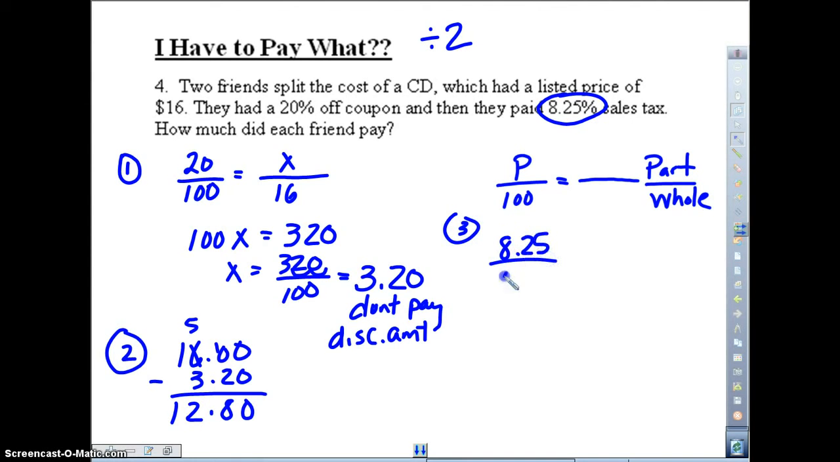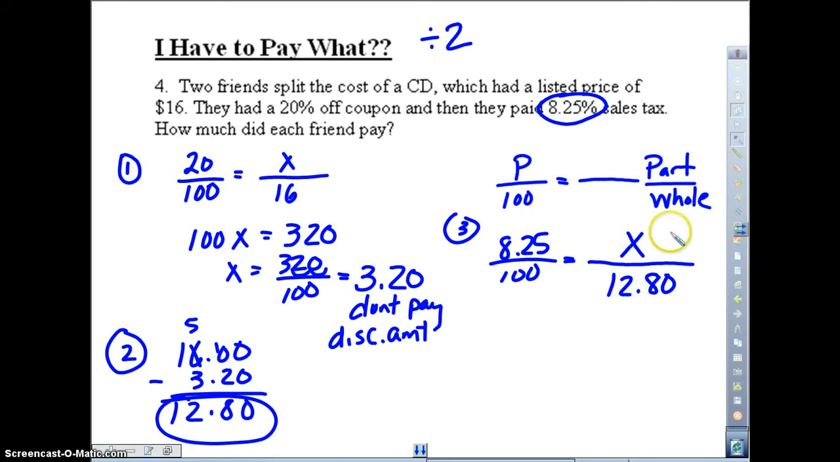8.25 over 100 equals part over whole. Is this number down here the part that is the tax, or is that the whole price of the item I'm buying? Yeah, that's the whole. That's going to go down here. So X is going to be the part that is tax. This is my tax amount. So I'm going to cross multiply to solve.